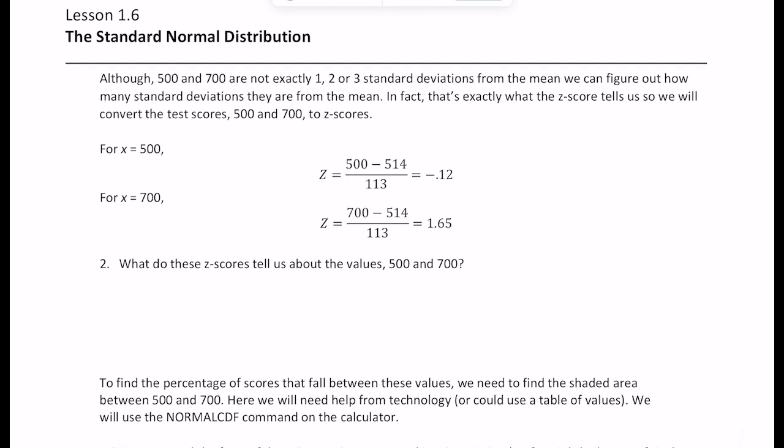So since 500 and 700 are not exactly 1, 2, or 3 standard deviations from the mean, the first thing we need to do is figure out their z-scores. So to find a z-score, remember the formula, in case you don't remember, is just the value minus the mean divided by the standard deviation. So here the value is 500, the mean of that distribution is 514, and the standard deviation is 113. So for someone that scored a 500, the z-score is negative 0.12, which just means that anyone that scored a 500 scored 0.12 standard deviations below the average.